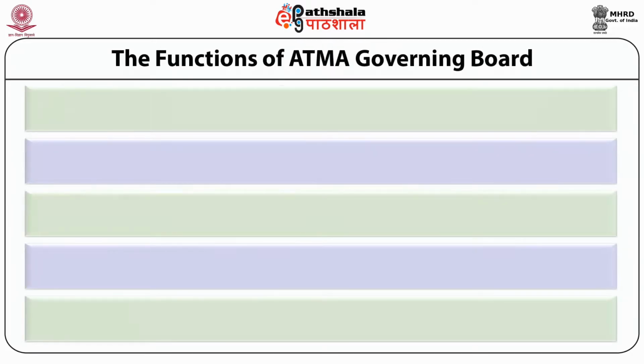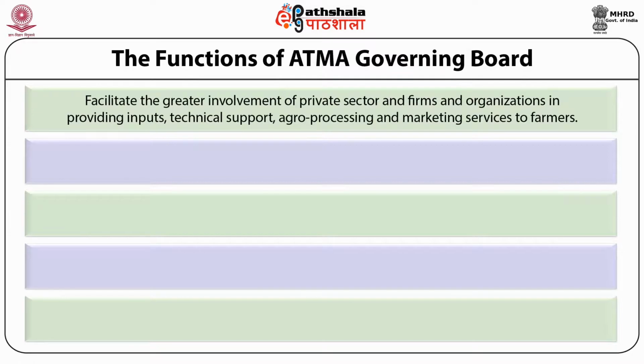The fifth function is to facilitate the greater involvement of private sector and firms and organizations in providing inputs, technical support, agro-processing and marketing services to the farmers. This particular issue highlights the role of public-private partnership in agricultural development. Again, I am reminding you, when I say agriculture, it is not only the crop enterprise, it involves various other allied enterprises of agriculture also at the same time.